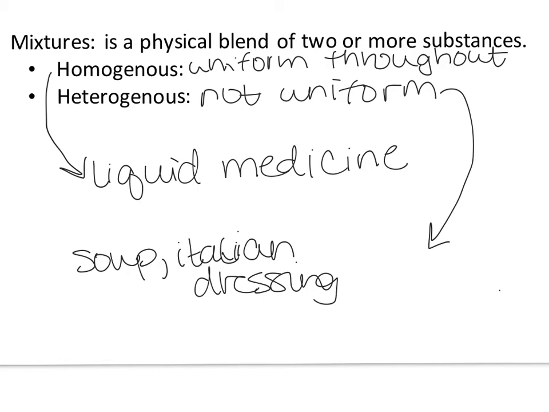So all matter, if we take a second and step back, all matter has a mass and a volume. All matter can exist in three forms. It's either going to be a solid, where it has a definite shape and a definite volume, or a liquid, where it has a definite volume but no definite shape, or a gas, where it doesn't have a definite volume or a definite shape.